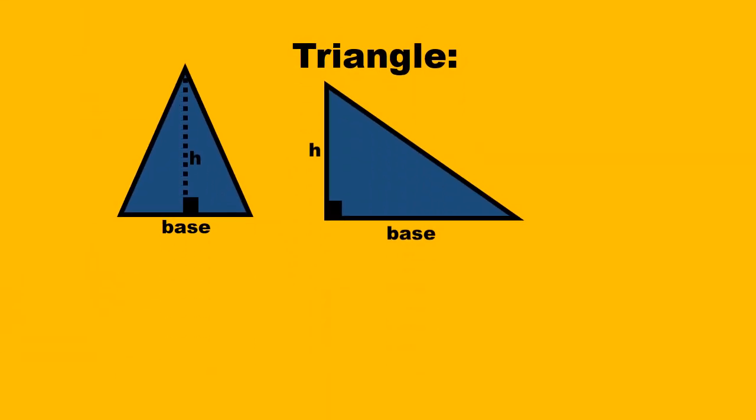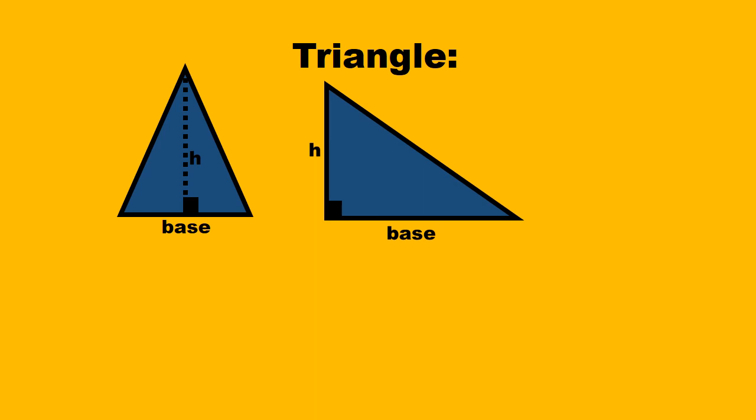Let's have a look at the triangle. Please take note of the base and the height. The height is always perpendicular to the base. So what that means is the height always meets the base at a 90-degree angle. And those two form the base and the height.